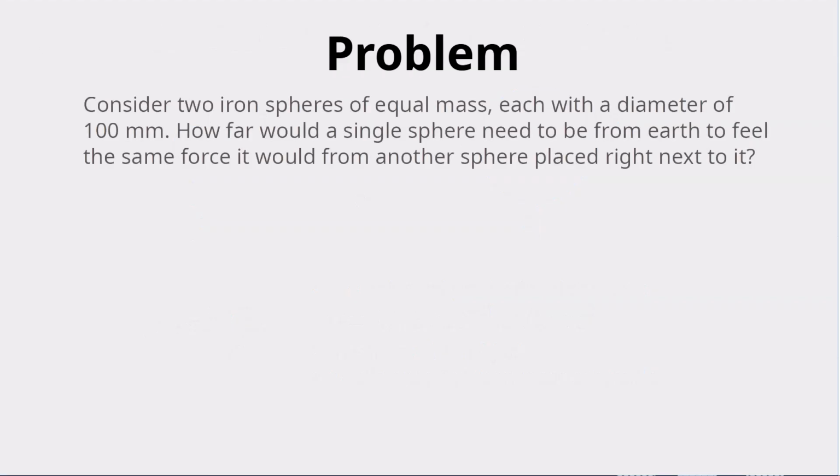Consider two iron spheres of equal mass, each with a diameter of 100 millimeters. How far away would a single sphere need to be from Earth to feel the same force it would from another sphere placed right next to it? To solve this, we need to consider the two scenarios described in the problem.